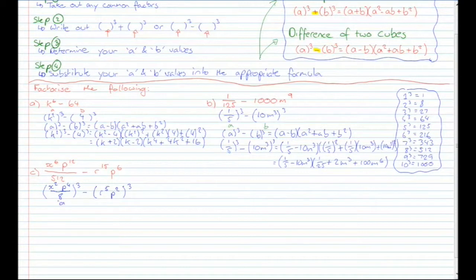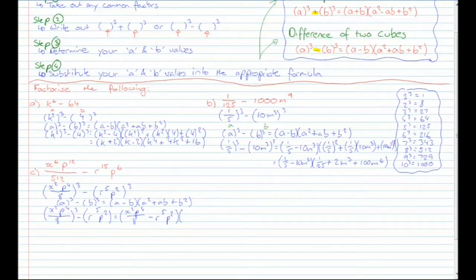So you've got a cubed minus b cubed is equal to a minus b multiplied by a squared plus ab plus b squared. So our a value is this one here, and our b value is this one here. So we've got x squared p to the power of 4 over 8 cubed, minus r to the power of 5 p squared cubed, is equal to our a value being x squared p to the power of 4 over 8, minus our b value being r to the power of 5 p squared.